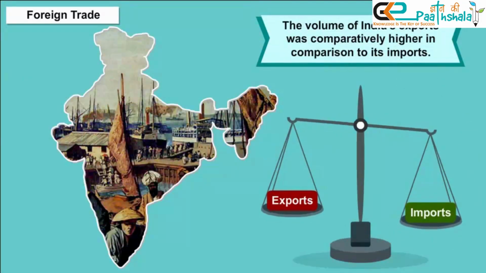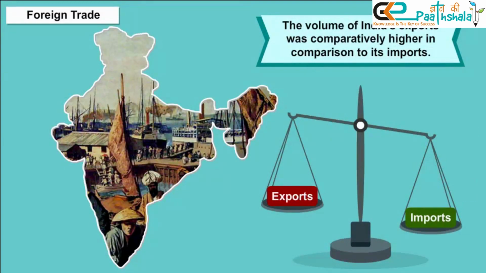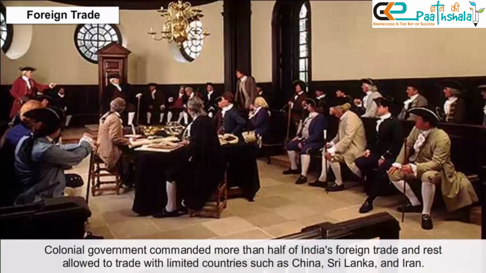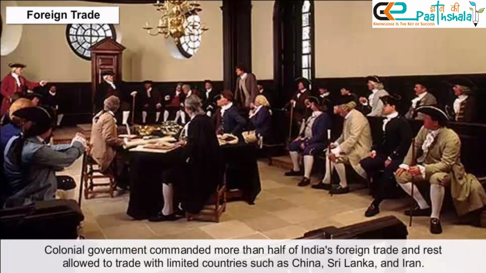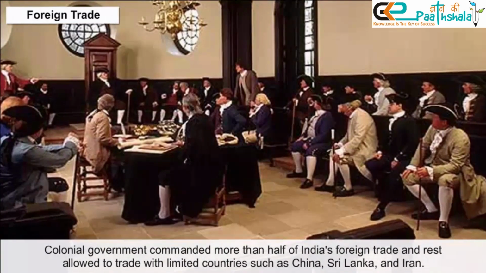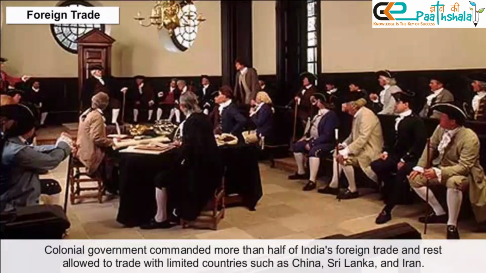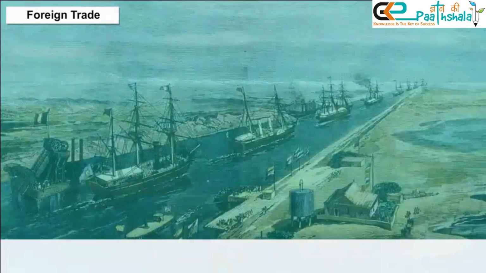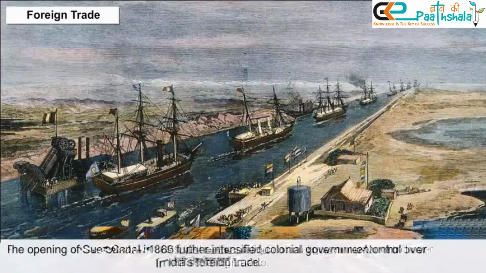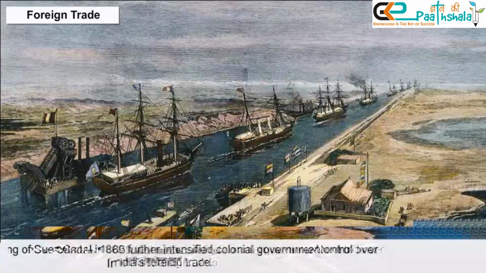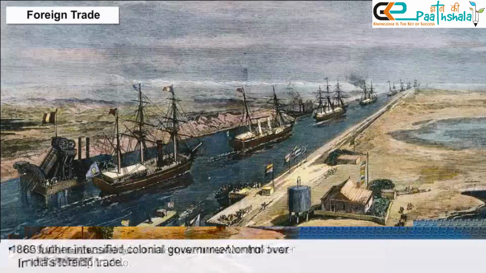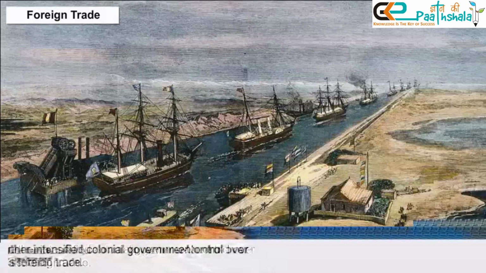India became the best place for selling British factory finished products. The volume of India's exports was comparatively higher in comparison to its imports. The colonial government commanded more than half of India's foreign trade, and the rest was allowed to trade with limited countries such as China, Sri Lanka and Iran. The opening of the Suez Canal in 1869 further intensified colonial government control over India's foreign trade.